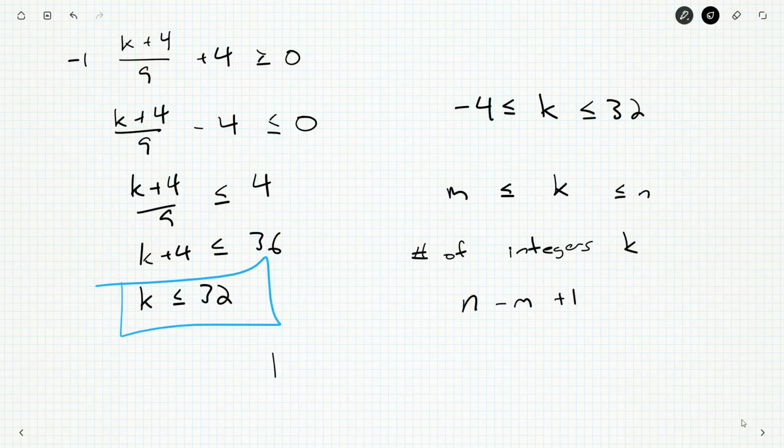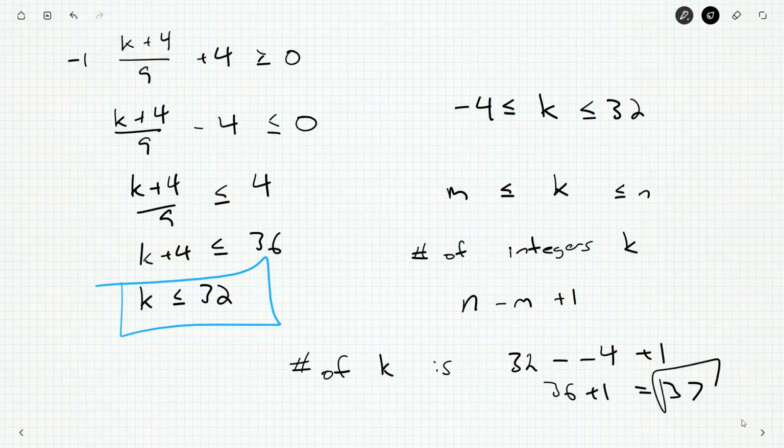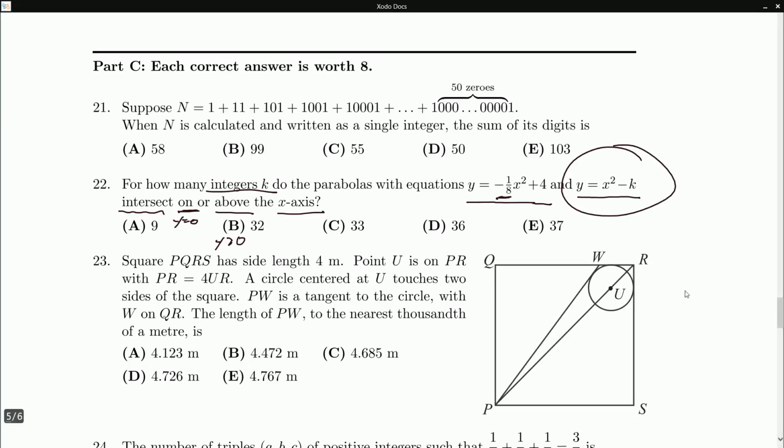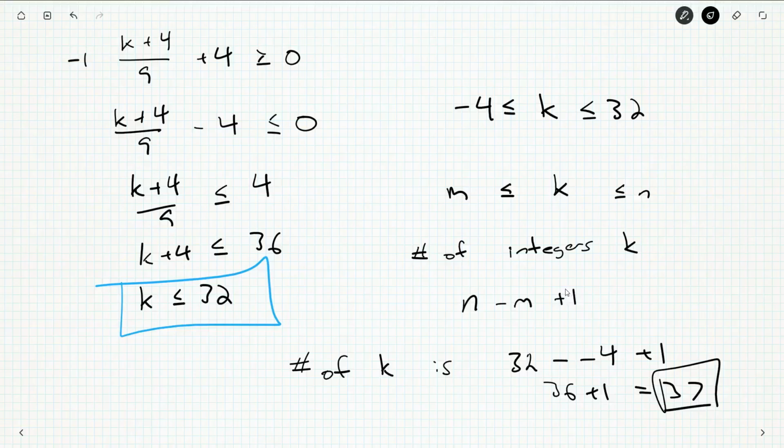Think about it. How many numbers between and including 1 and 20? You might think it's 20 minus 1, but you're actually counting every number except 1, so you add 1 on to fix that up. It's the same principle here. So the number of integers k is 32 minus -4 plus 1. That'll be 36 plus 1. We're looking at 37. Is 37 one of the possible answers? Yeah, there it is on the end, E.